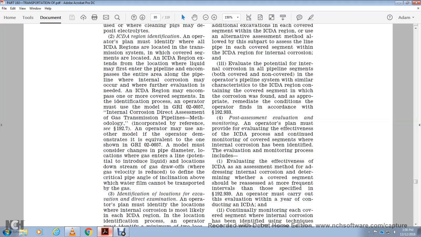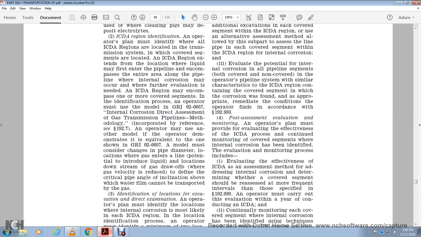Post-assessment evaluation and monitoring. The operator's plan must provide for evaluating the effectiveness of the ICDA process and continuing to monitor covered segments where internal corrosion has been identified. The evaluation and monitoring process includes evaluating the effectiveness of the ICDA, the assessment method for addressing the internal corrosion, and determining whether the covered segment should be reassessed at more frequent intervals than those specified in 192.939.